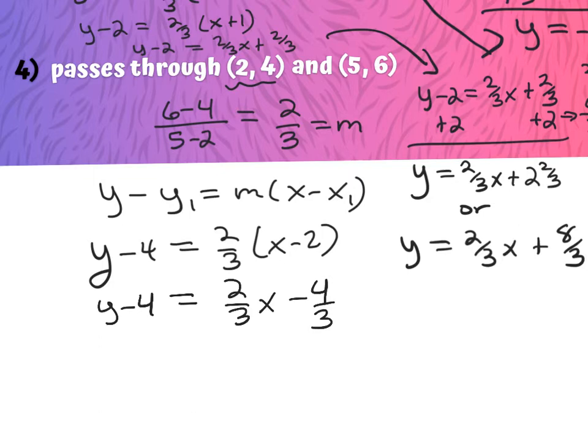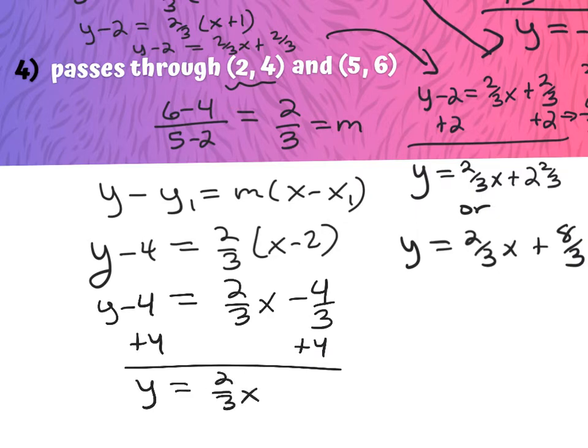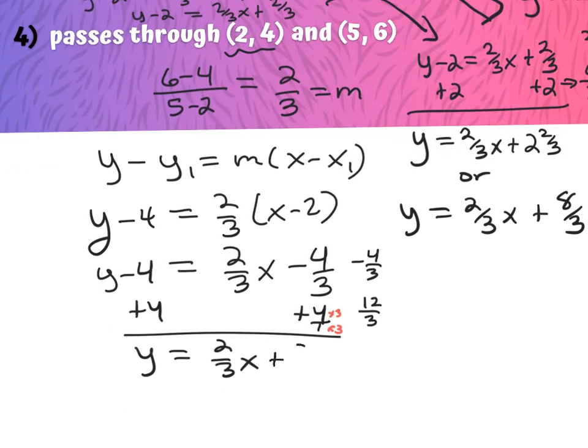Yes? Wouldn't the negative 4 be a positive 4? Oh, wait, never mind. Add the 4. y equals 2/3 x. Now I need to find a common denominator here because my signs are different. So I'm going to change my 4 into 12/3, because I could put a 1 here. Common denominator: times the bottom by 3, times the top by 3. So then I'm adding negative 4/3 plus 12/3, which gives me 8/3.